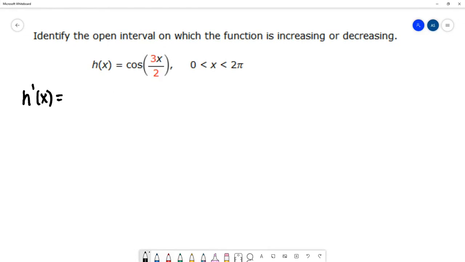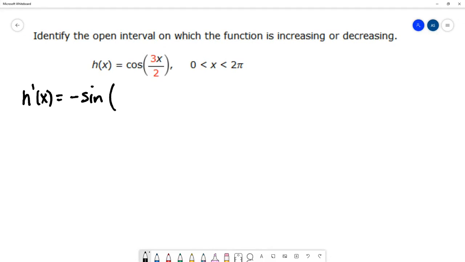I notice that I have a function cosine of 3x over 2. This is a function where I need to use the chain rule because I have one function, 3x over 2, inside another function, cosine. So I'm going to follow the chain rule template, where I calculate the derivative of the outside function. The derivative of cosine is negative sine.